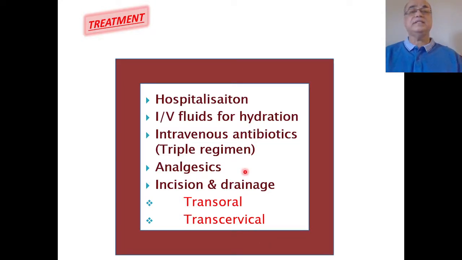Then strong analgesics are required, and if pus has formed anywhere, we have to drain it. So we will go for incision and drainage. This incision and drainage can either be transoral, and in the transoral route we have to give a vertical incision in the posterior pharyngeal wall with sinus forceps. We have to open the cavity and drain the pus. Or, if it has trickled down or it is a large collection of pus which cannot be evacuated from the transoral route, then we have to think about a transcervical incision from an external approach.